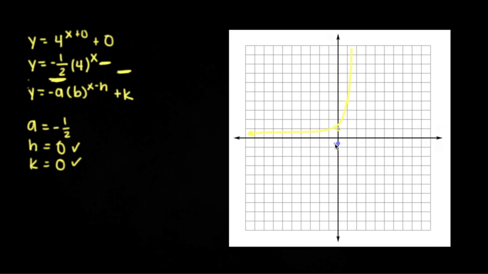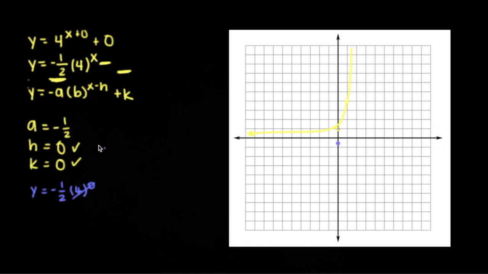And we could always check whether we've graphed the right point by plugging in our x value into our original equation. So if we plug in 0 to our original equation, we should get negative 1/2. So plugging in that 0, 4 to the 0th power is simply 1. So we do get a y value of negative 1/2. So we do know that that is the right point.